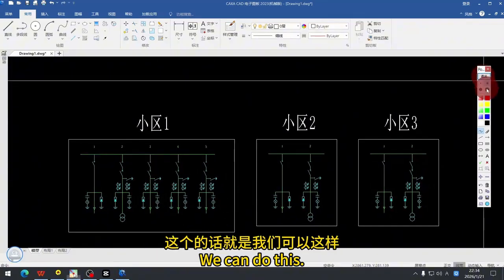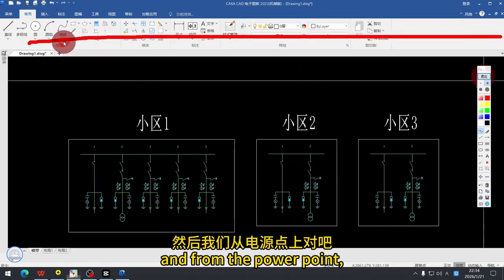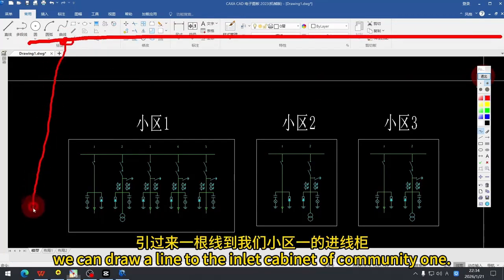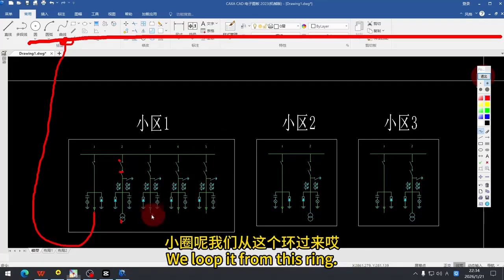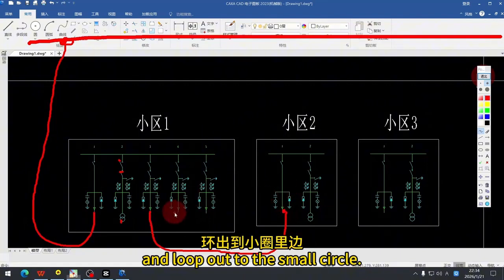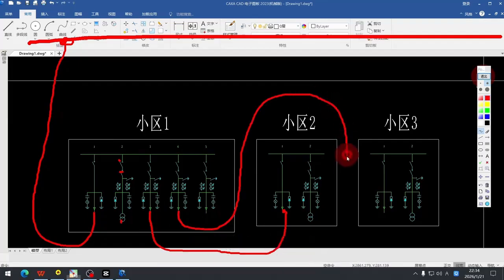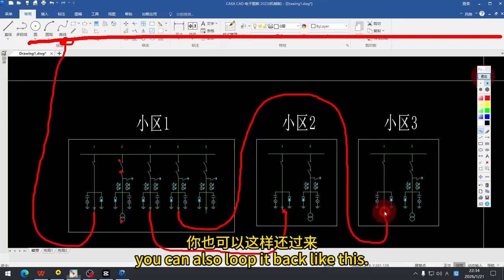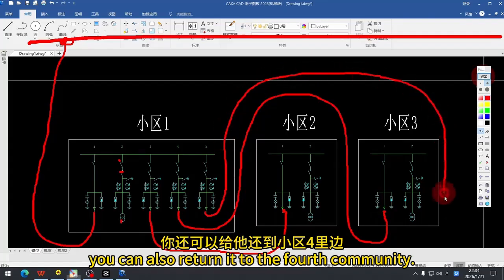We can do this. For example, this is still our power pole, and from the power point, we can draw a line to the inlet cabinet of community 1. Then this is the transformer of community 1, and the transformer is powered on. We loop it from this ring. For community 3, we can also connect it from community 1. You can also loop it back like this if there is community 4. You can also return it to the 4th community.